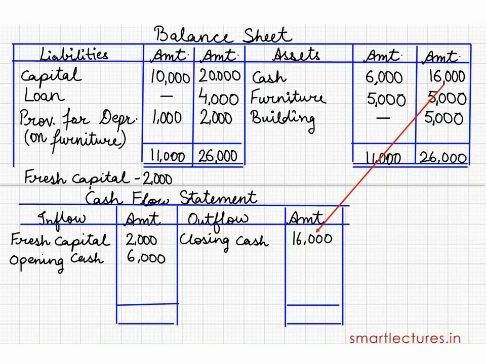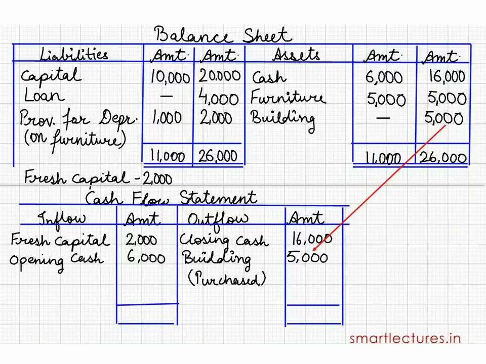I have taken these figures from the balance sheet. Then furniture: no furniture has been purchased or sold. Yes, there was some depreciation, which has been added back to the net profit. Building was previously 0, now it is 5,000. It means the building has been purchased, so payment has been made. Be careful: buying an asset is an investing activity. So on the outflow side, building purchased rupees 5,000.